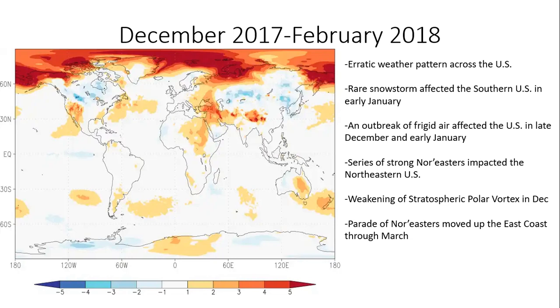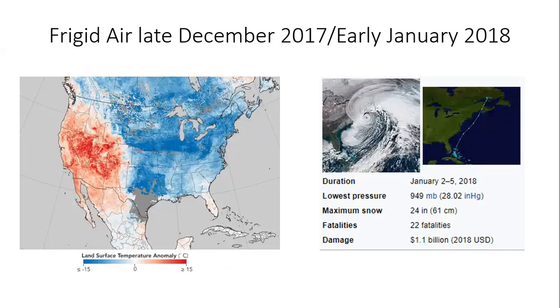We had a series of strong nor'easters which impacted the northeastern U.S. that winter as well. And there we go again, a common theme, a weakening of the stratospheric polar vortex in December. A parade of nor'easters moved up the East Coast through March. So let's take a look at this.